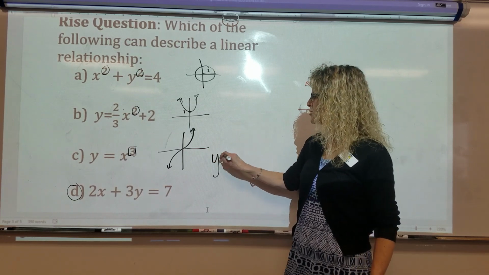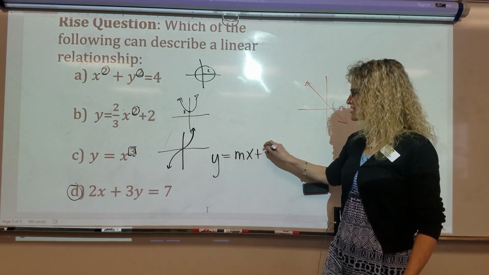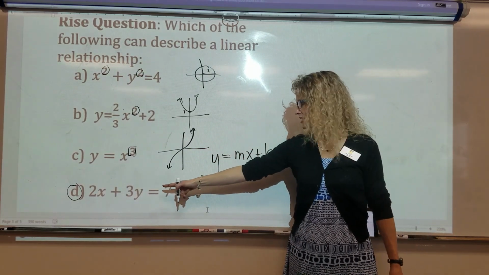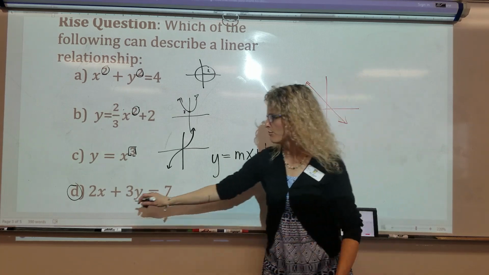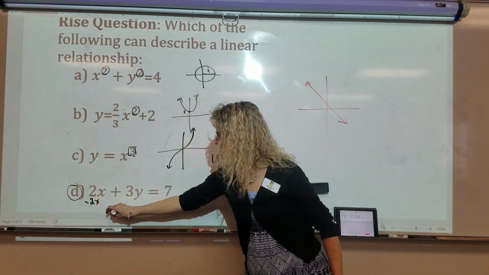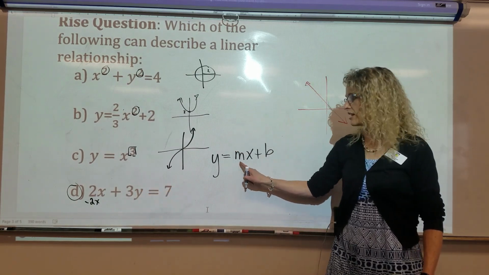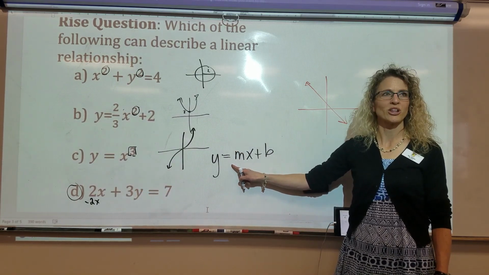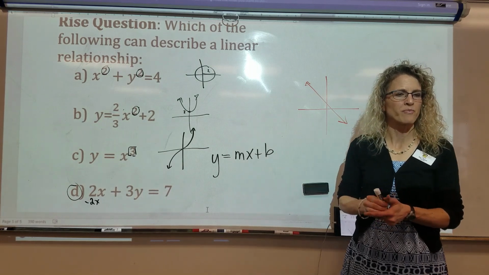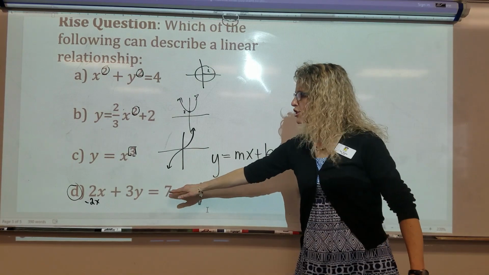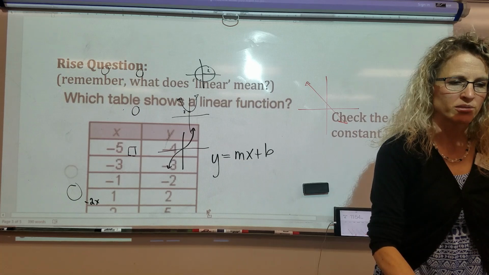But wait a minute, Mrs. Boone, you taught me that lines look like this. That doesn't, wait a minute, could I move this over here? And could I divide by that 3? Could I make it look like this? Yes, I totally can. We have a lesson on this coming up in a little bit. So D is the only correct choice. That's the line.